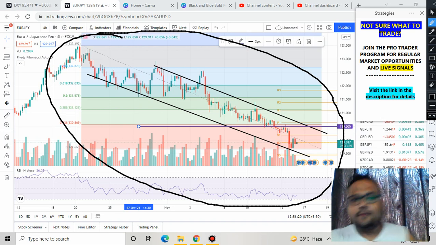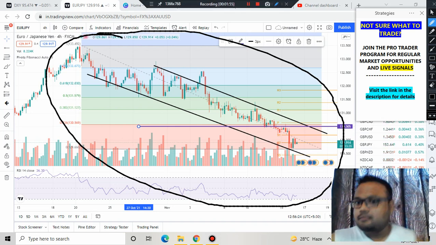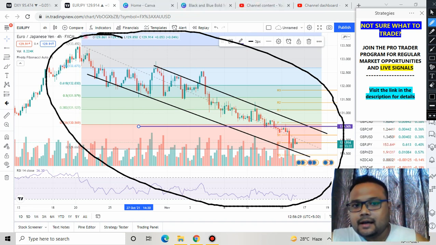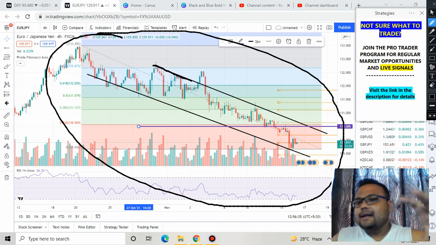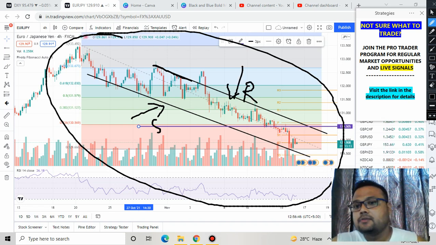That's it. So now the next question comes: where should we take the sell position and which is the best trading opportunity? For that, you can see that I have drawn two lines here. These two lines are like a channel. You can see the market is trading in a downward channel right now. This channel at the bottom is acting as a support, whereas this channel at the top is acting as a resistance for the market. So this is the support and this is the resistance.